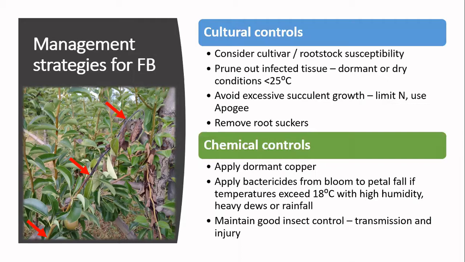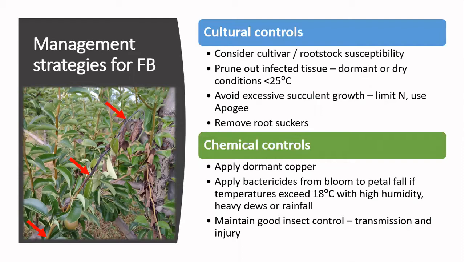Where you do want to target your cut is down at the bottom arrow, at least 30 centimeters away from that transition zone, or if possible into the second-year wood. Having that cut will help ensure that you don't have the presence of the bacteria within that area and you're removing all of that shoot infection.